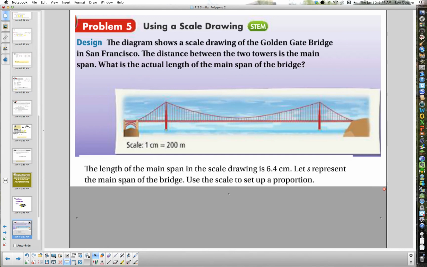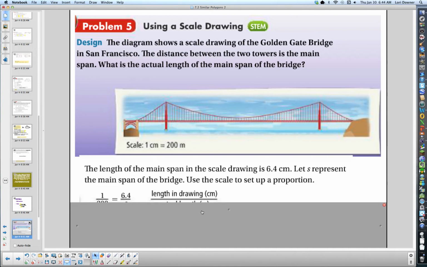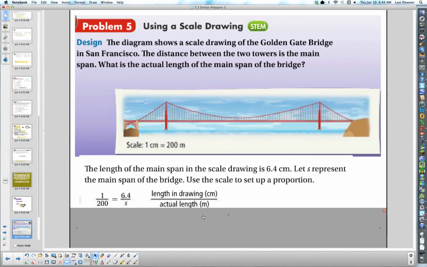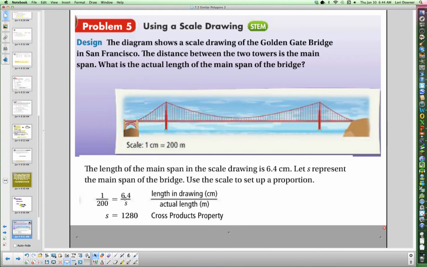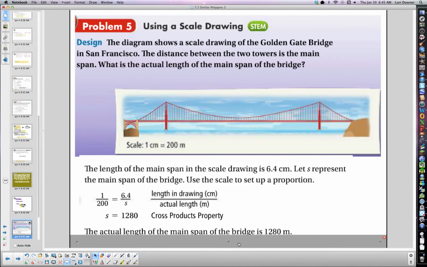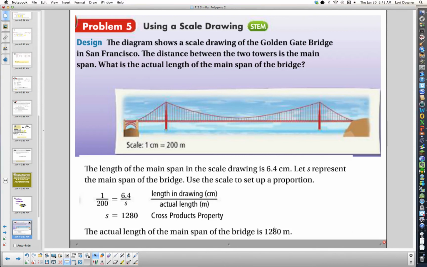Let S represent the main span of the bridge. We're going to use this scale to set up a proportion. So I have 1 over 200 is equal to 6.4 over S, the actual. Again, drawing to actual, we use cross products and we solve. The S is 1280. So the actual length of the main span of the bridge is 1,280 meters.